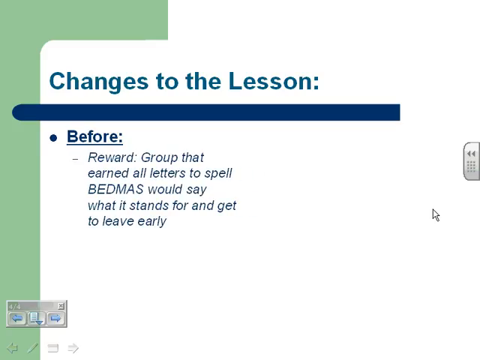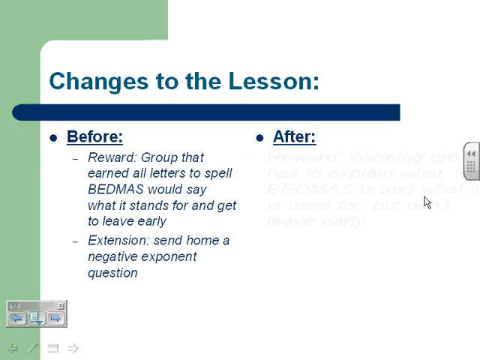Okay. And so before, part of the reward for winning was that the group that earned all the letters and was able to spell BEDMAS would say to the class what BEDMAS stands for, and they would get to leave early. And our extension activity was that we were going to send home a negative exponent question to extend to tomorrow's lesson.